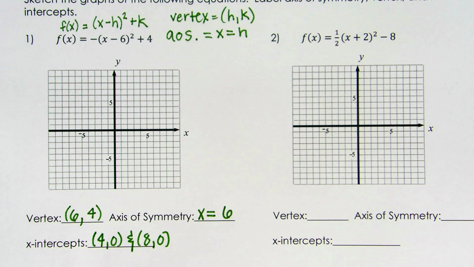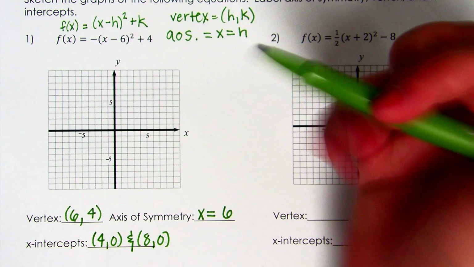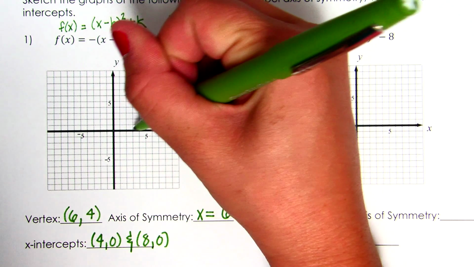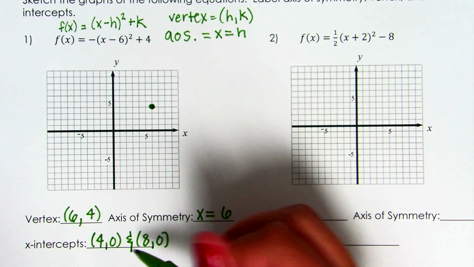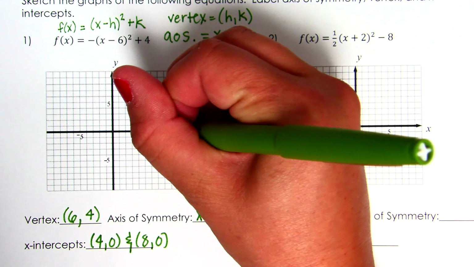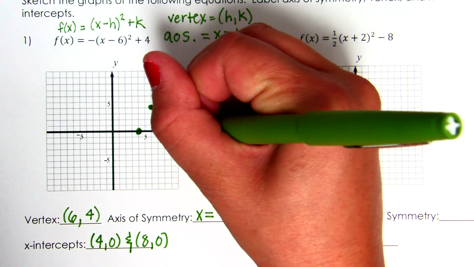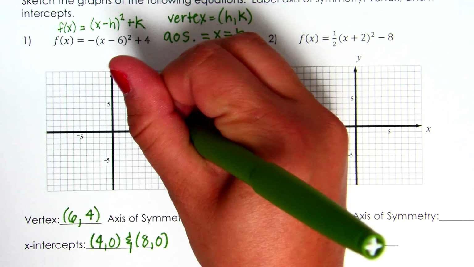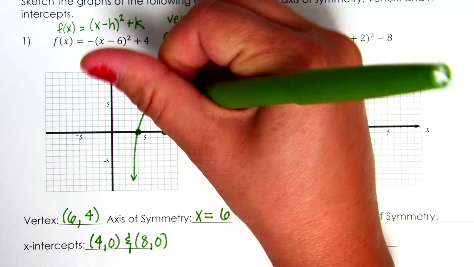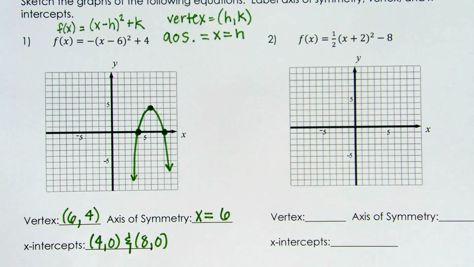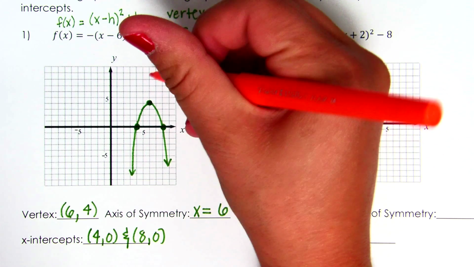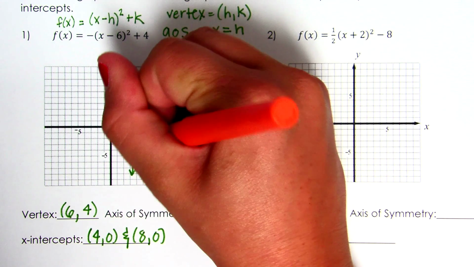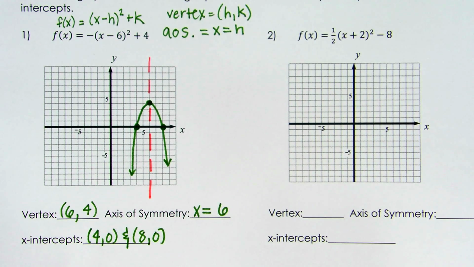And that's all I should need to graph my parabola. So vertex at (6, 4): 1, 2, 3, 4, 5, 6, 1, 2, 3, 4. There's my vertex. My two x-intercepts at (4, 0) and (8, 0). And it's supposed to look like a U. And then I have an axis of symmetry here at x equals 6, and x equals is a vertical line. It goes straight through the middle of my parabola.